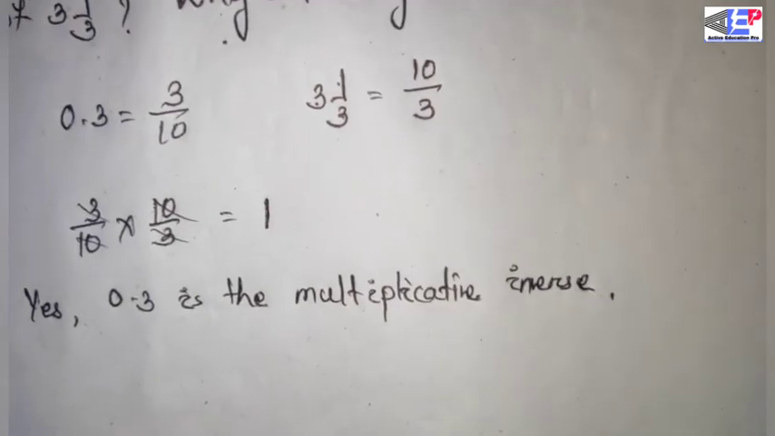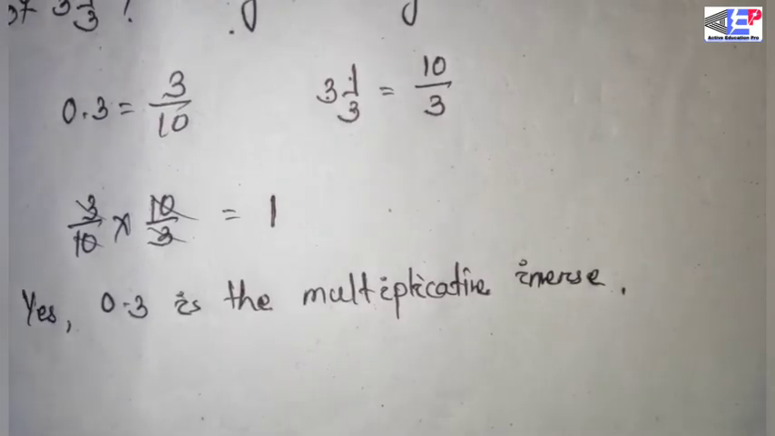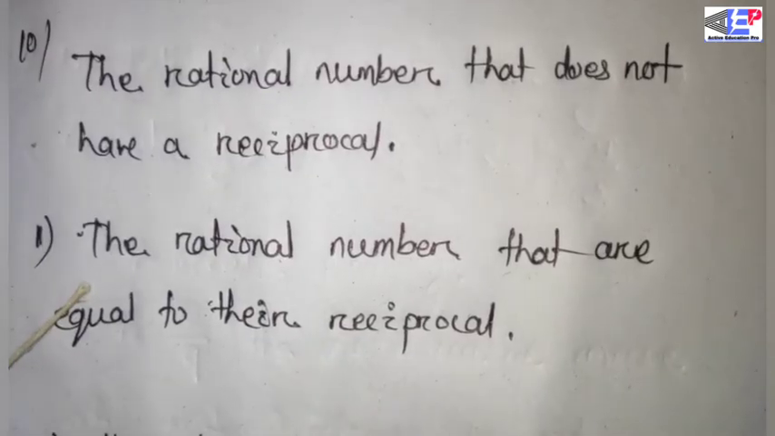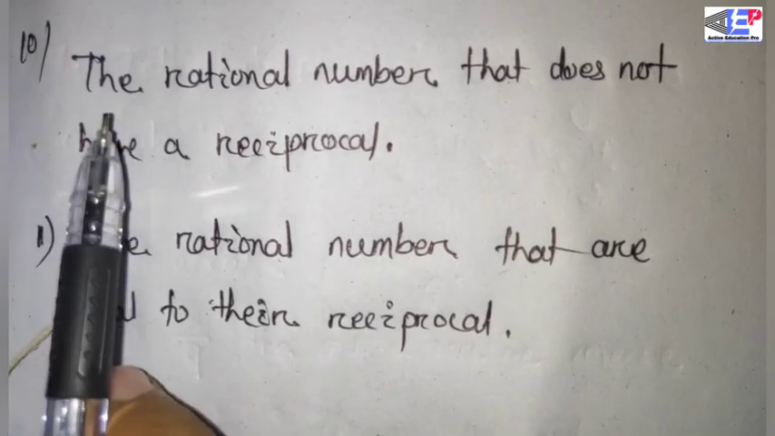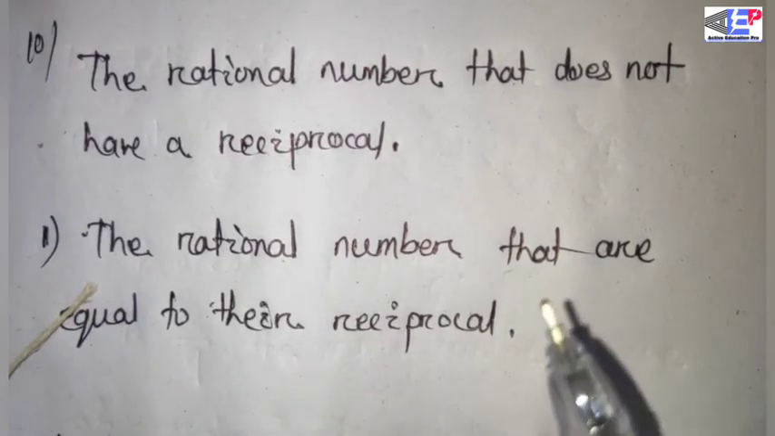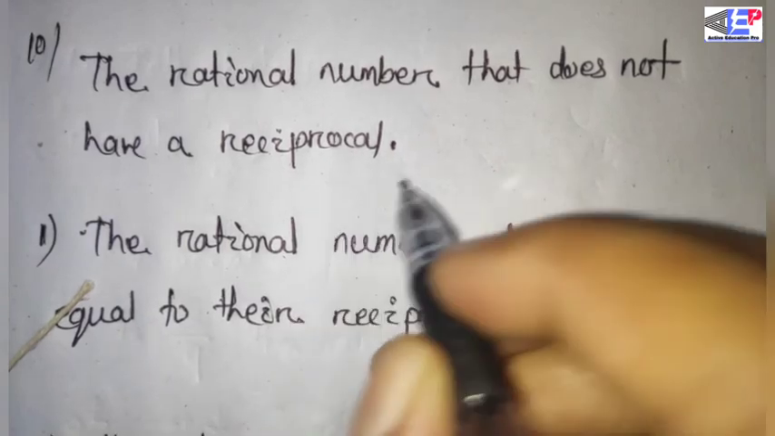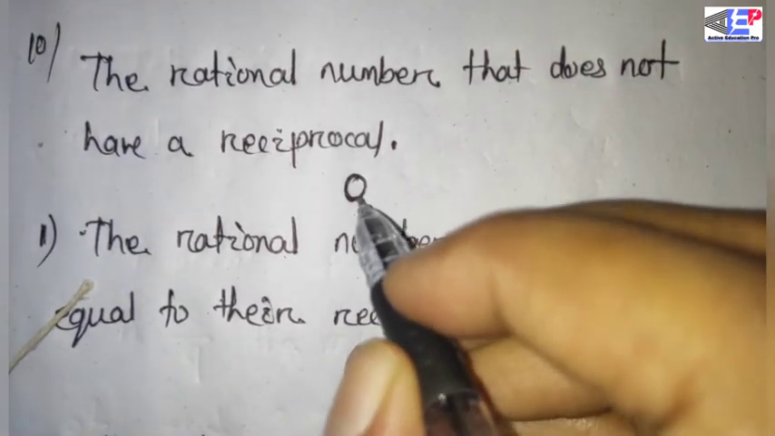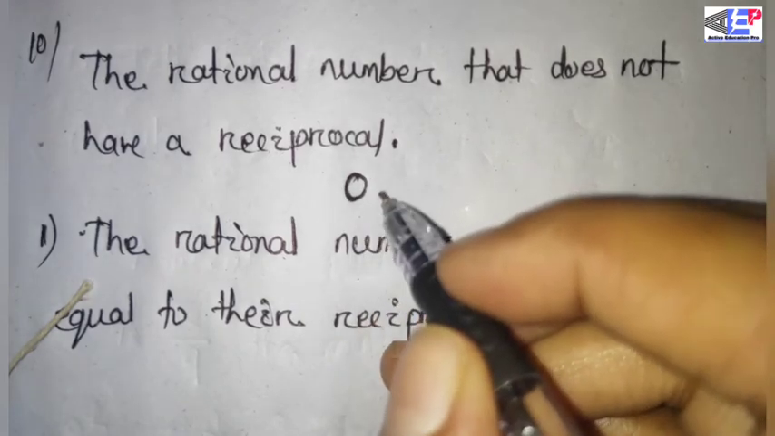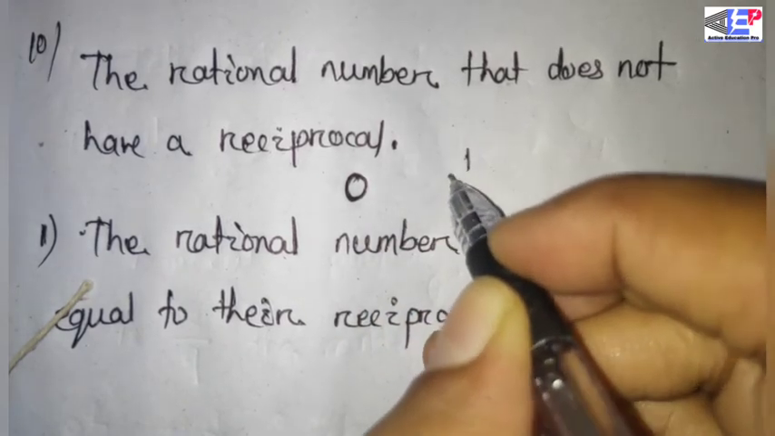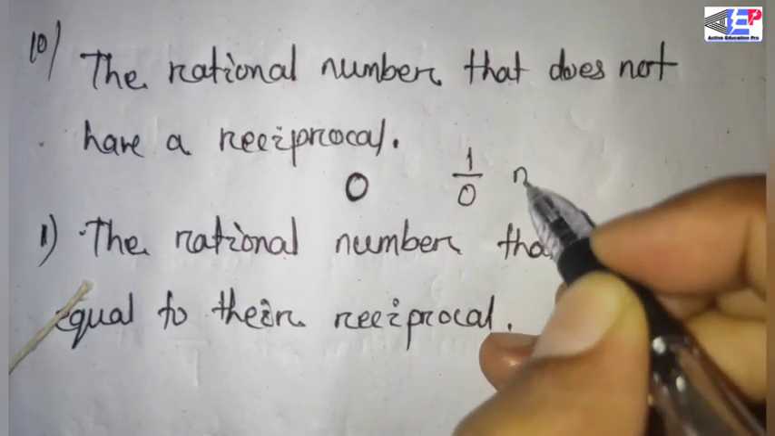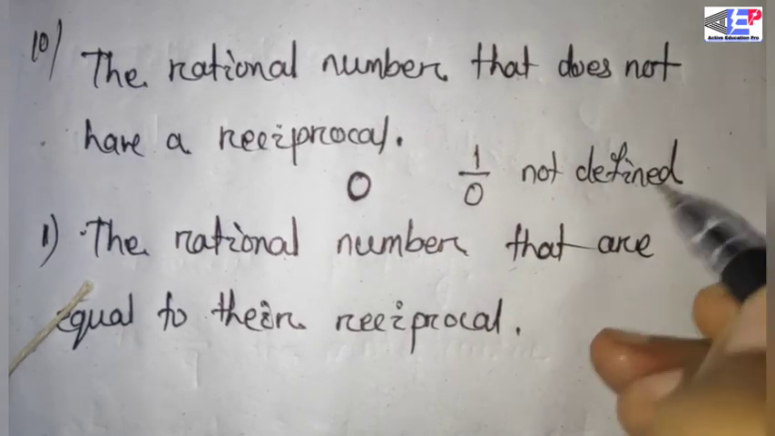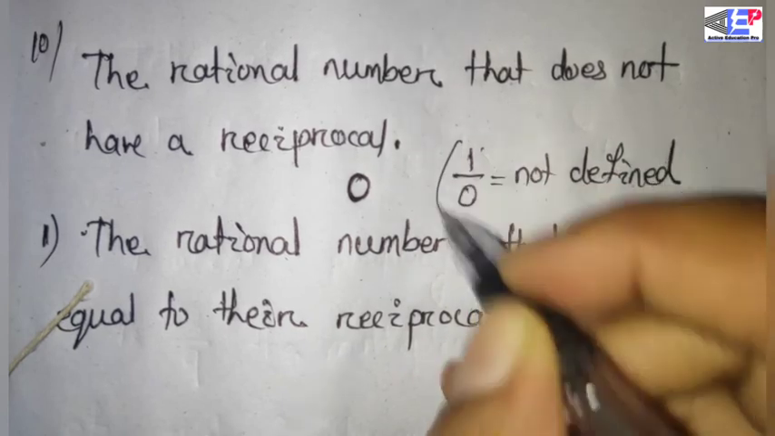Okay, 0.3 is the multiplicative inverse. Then next move to question number 10. In question number 10, the first bit is the rational number that doesn't have a reciprocal, and here your answer is 0, because you know very well 0, if we write its reciprocal, then its answer is 1 by 0, which is not defined.